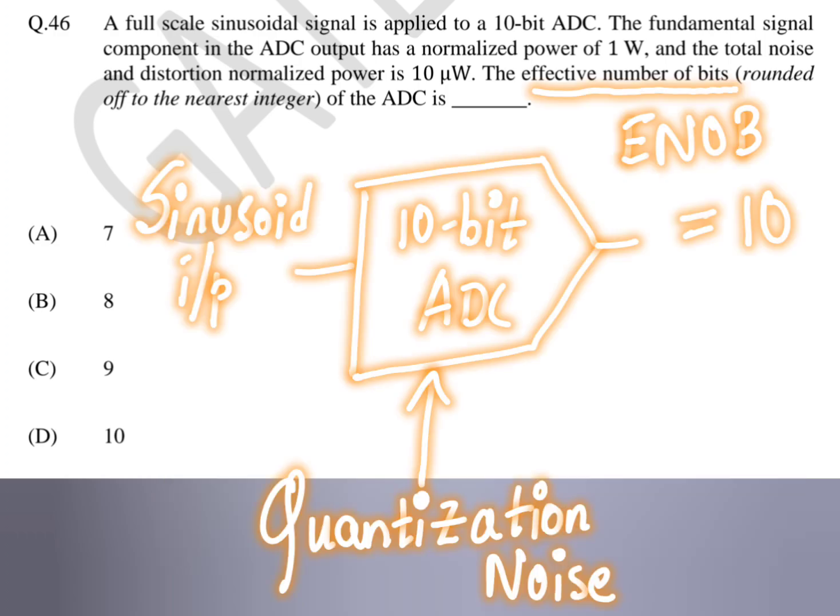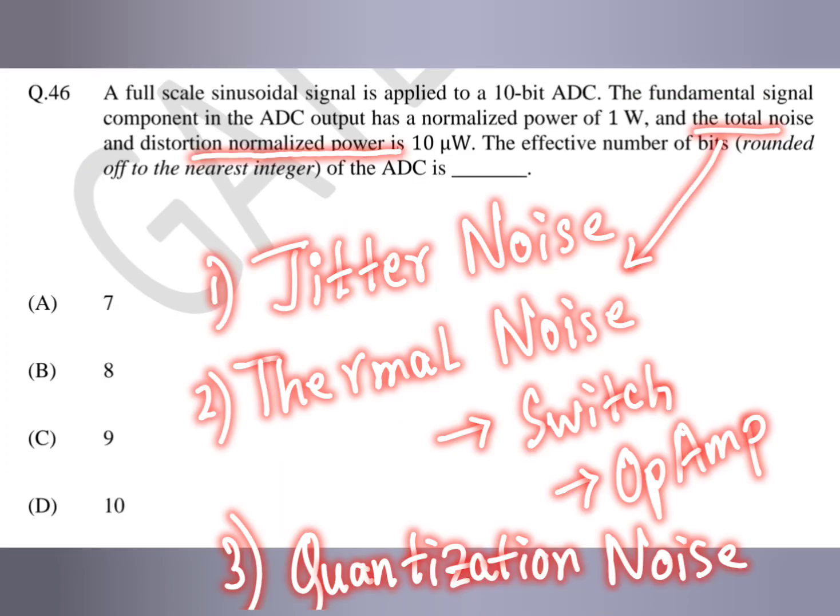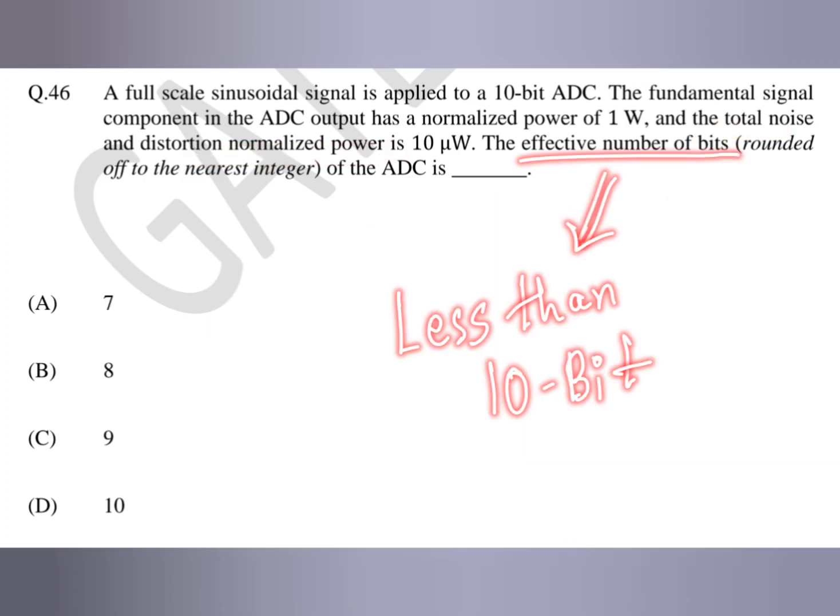If only quantization noise is present, say for uniform quantization, and the input is a sinusoid, this 10-bit ADC will have an effective number of bits equal to 10 bits. That is my resolution. But since there is distortion and might be some other noise other than quantization noise, the effective number of bits will be lesser than 10. This I will explain now, how it occurs. That is the reason they have asked you to find the effective number of bits, because there is a total noise and also a distortion.